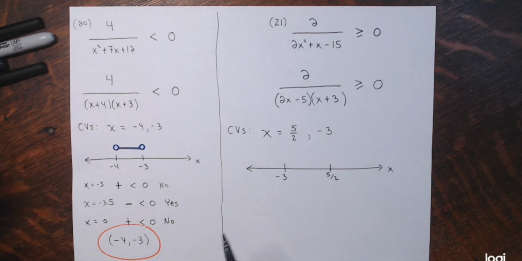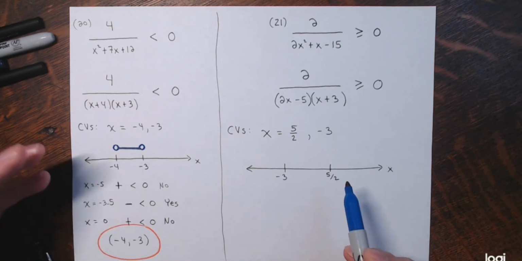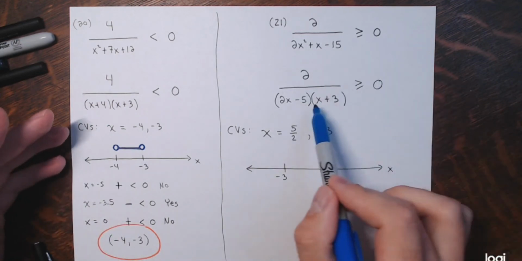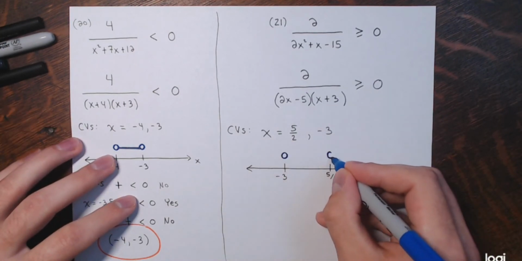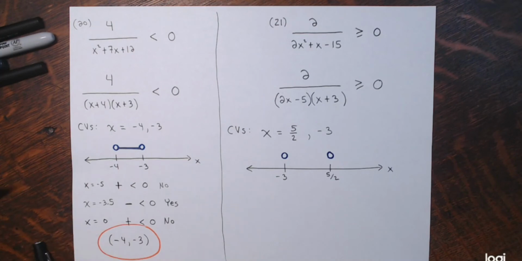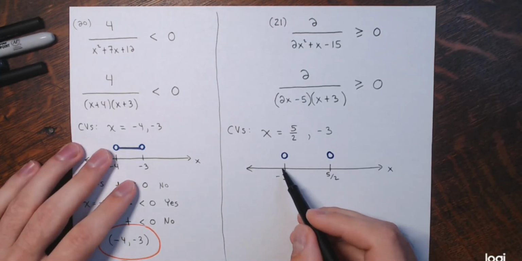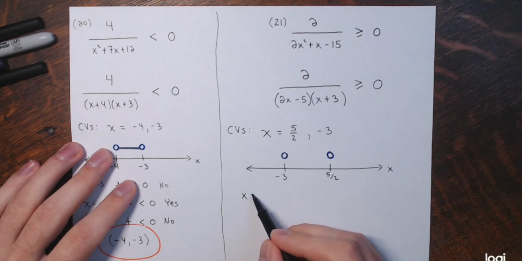And again, just like the previous several examples, neither one of these is a good solution to this inequality because you'll have a denominator of 0. So I put open points above both of them. And then we test a value in each of these intervals. Right. To the left of negative 3, how about negative 4?